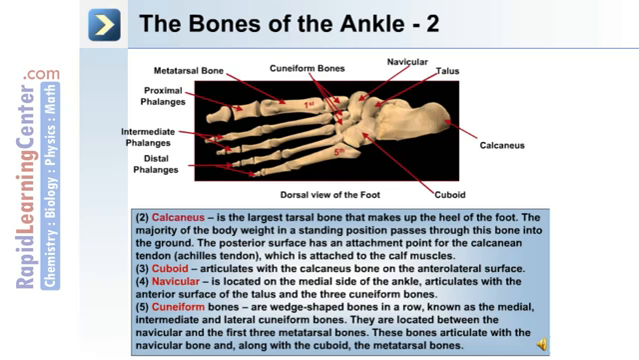These are wedge-shaped bones in a row known as medial, intermediate, and lateral cuneiform bones. They're located between the navicular and the first 3 metatarsal bones. And these bones articulate with the navicular bone and, along with the cuboid, the metatarsal bones.